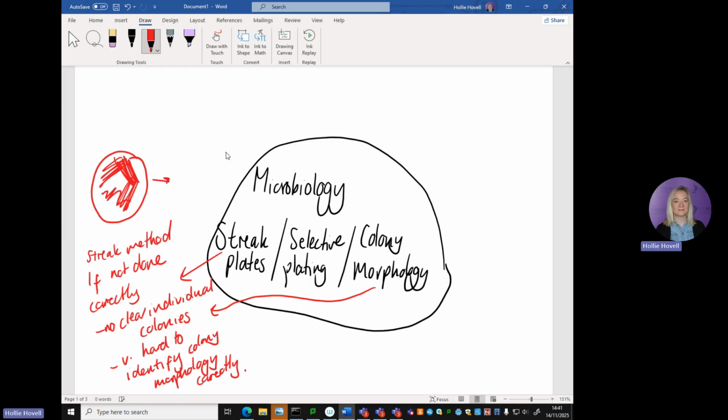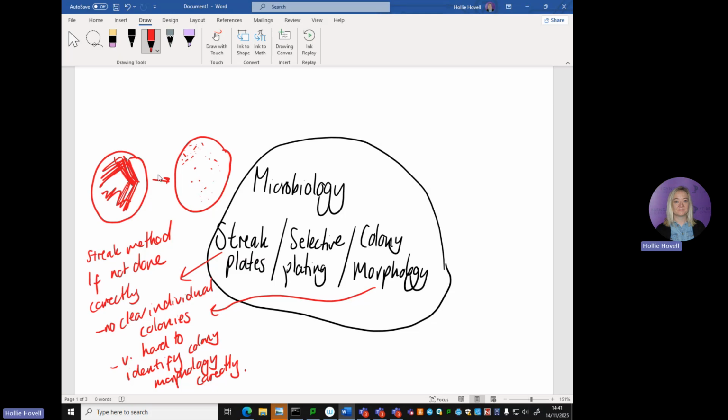So after it's incubated, you should get loads and loads of colonies in the first streak, then less in the second, less in the third, and just a few in the middle. And those ones in the middle should be really separate and individual. So they should be really easy to identify, like the shape, the form, the elevation, etc.